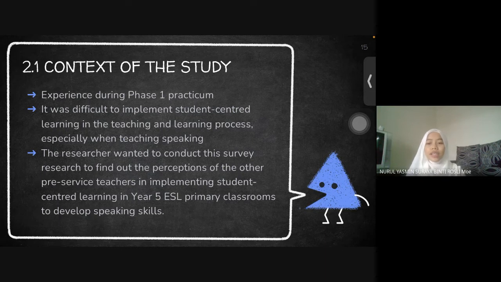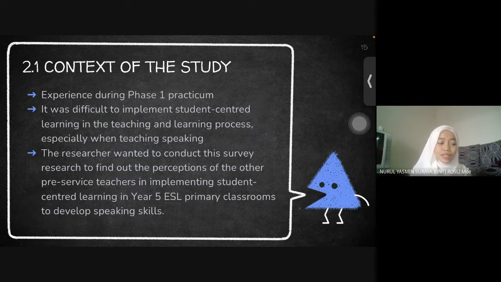For this survey research, the researcher has used her experience during her phase one practicum to survey the implementation of student-centered learning in ESL primary classroom by TESL quiz teacher, especially in the year 5 classroom. Based on the researcher's experience, it has been found that it was difficult to implement student-centered learning in the teaching and learning process, especially when teaching speaking. Thus, the researcher wanted to conduct this survey to find out the perceptions of other service teachers in implementing student-centered learning in their year 5 ESL primary classroom to develop speaking skills.